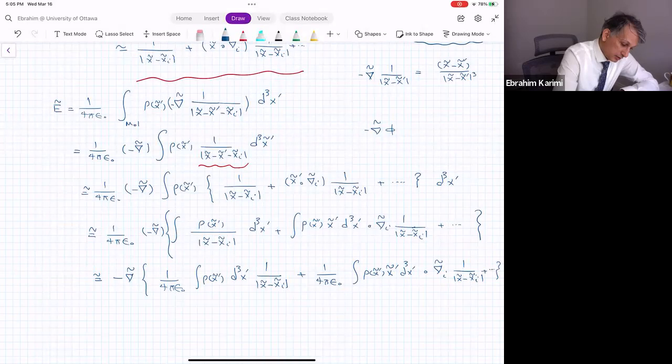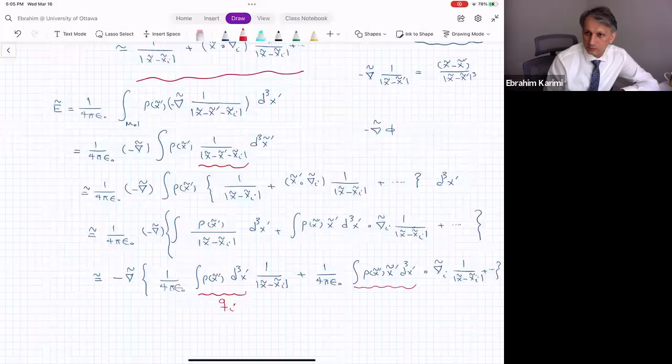What is the value of this? It's the total charge of that molecule, which I call Qi. Do you agree? The total charge associated to that specific molecule. What about this one? It is the dipole of that molecule, which I will call Pi. Is that fine?